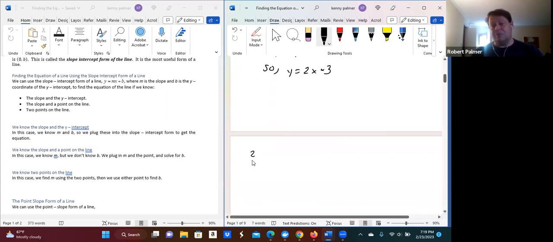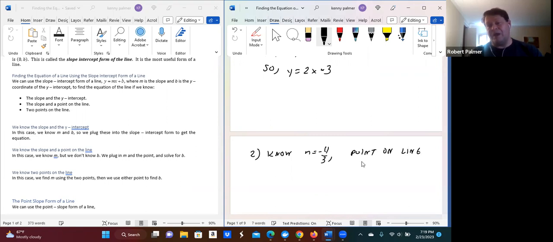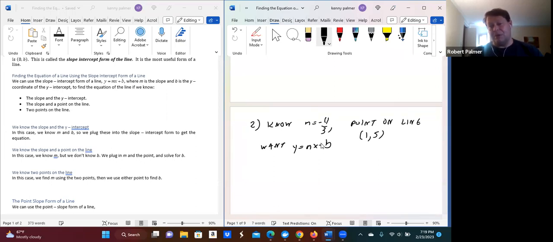Now, let's look at case number 2. In case number 2, I know the slope, but I also just know a point on the line that's not the y-intercept. So this time I'm given the slope, m equals -4/3, and a point on the line. The point I know it goes through is (1, 5). In this case, I still want the same thing: slope-intercept form, y equals mx plus b. I know my m, I don't know my b. I need to find b.